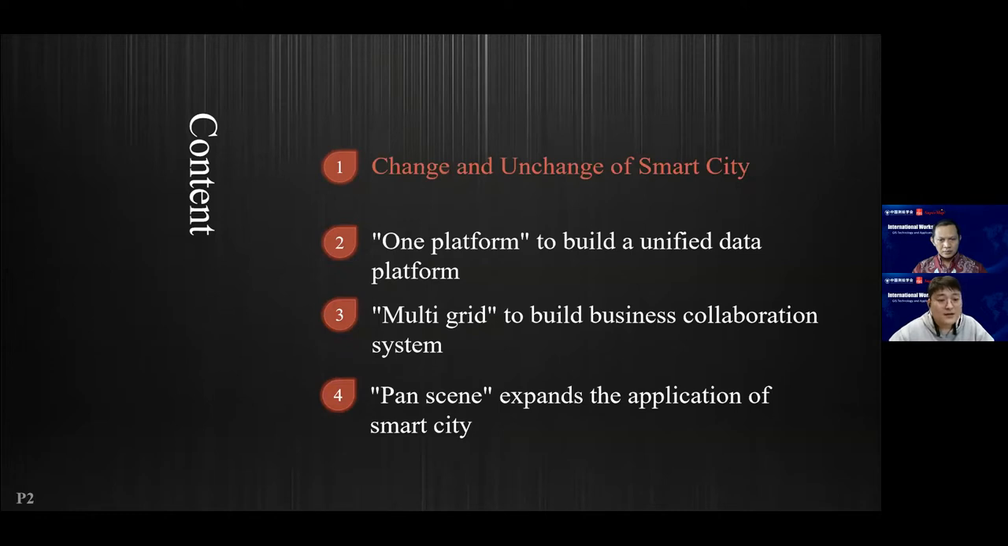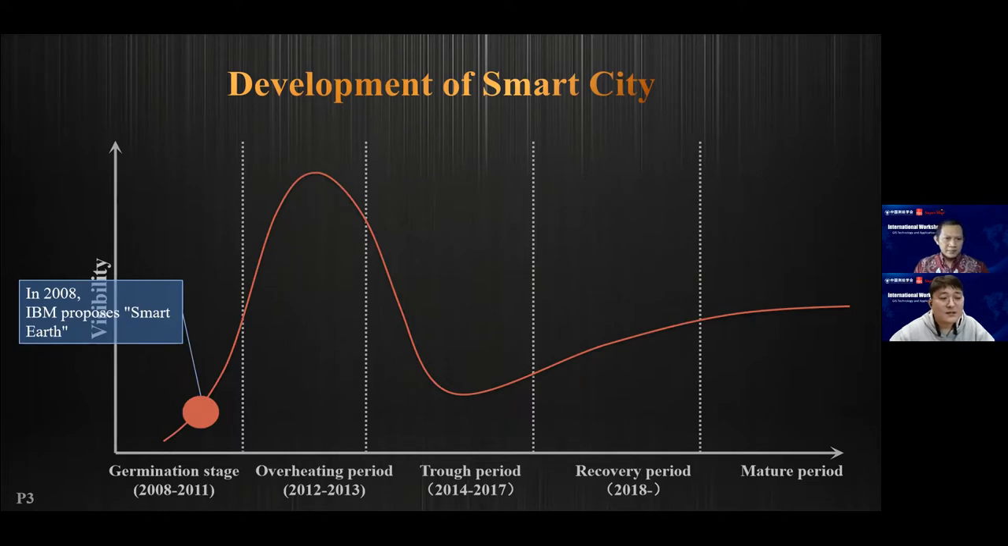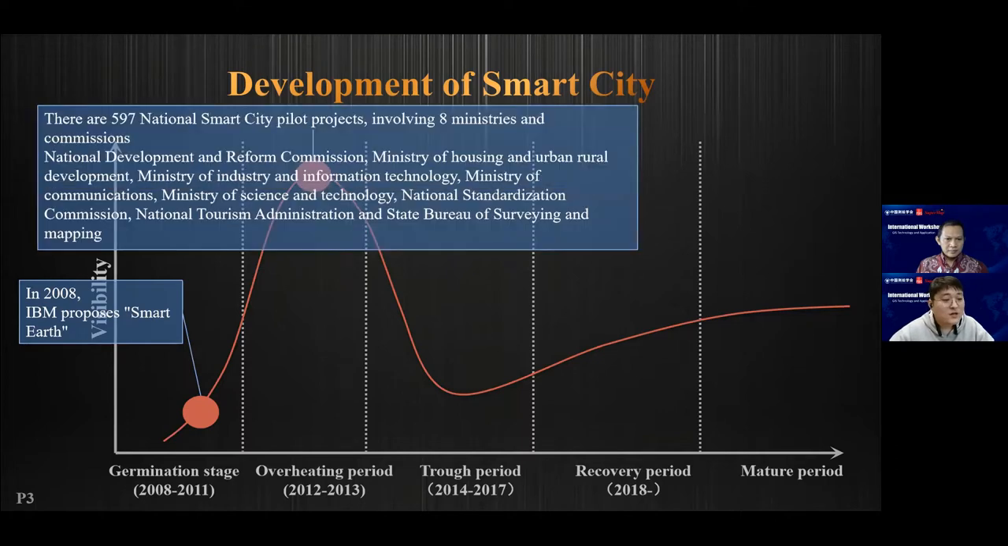Okay, first, let's take a look at the development of smart city. We always use this curve to show the development change of a new technology or a new concept. From 2008, IBM proposed the smart earth. We think that is the germination stage of smart city. From 2008 to 2011, the smart city became a very hot topic in China.